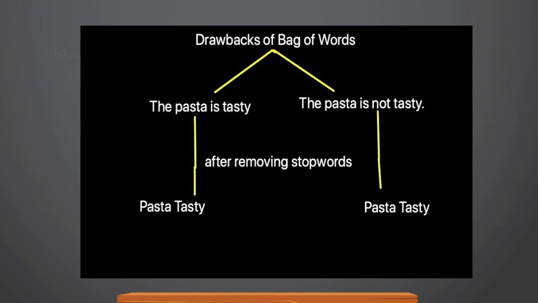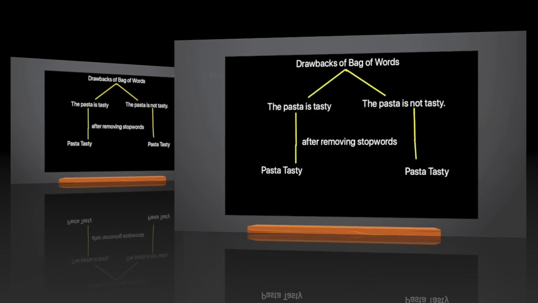The problem with unigram bag of words is, for example, there are two sentences, one positive and another negative. For example, one sentence is "the pasta is tasty" and another sentence is "the pasta is not tasty". After removing stop words both sentences will be reduced to "pasta tasty". But this is what we don't want, as both sentences are opposite from each other. So this is a drawback of bag of words, as both sentences become the same.